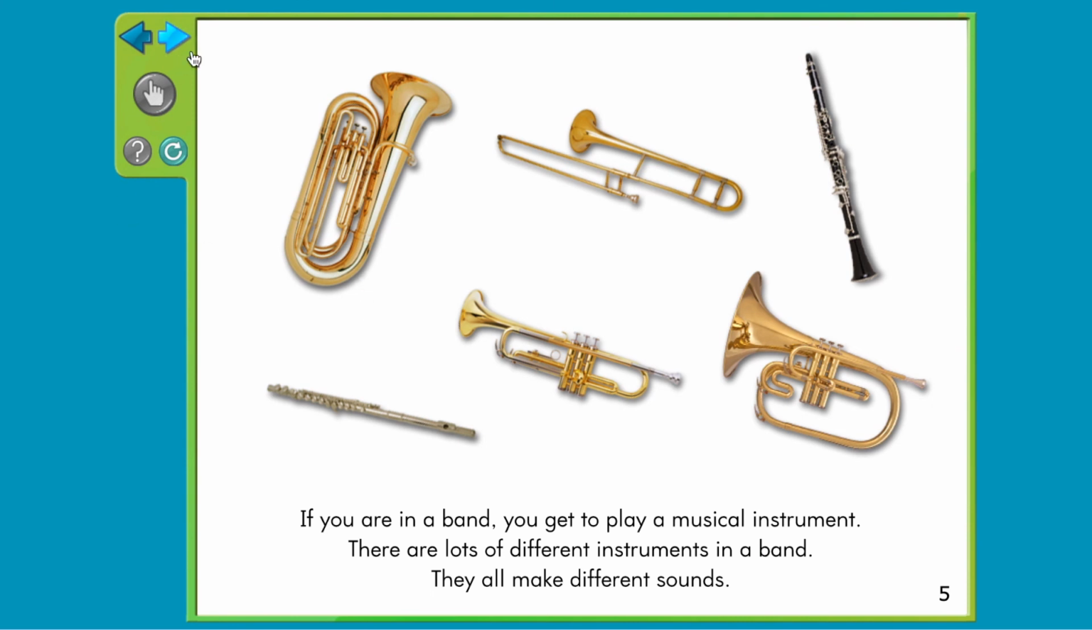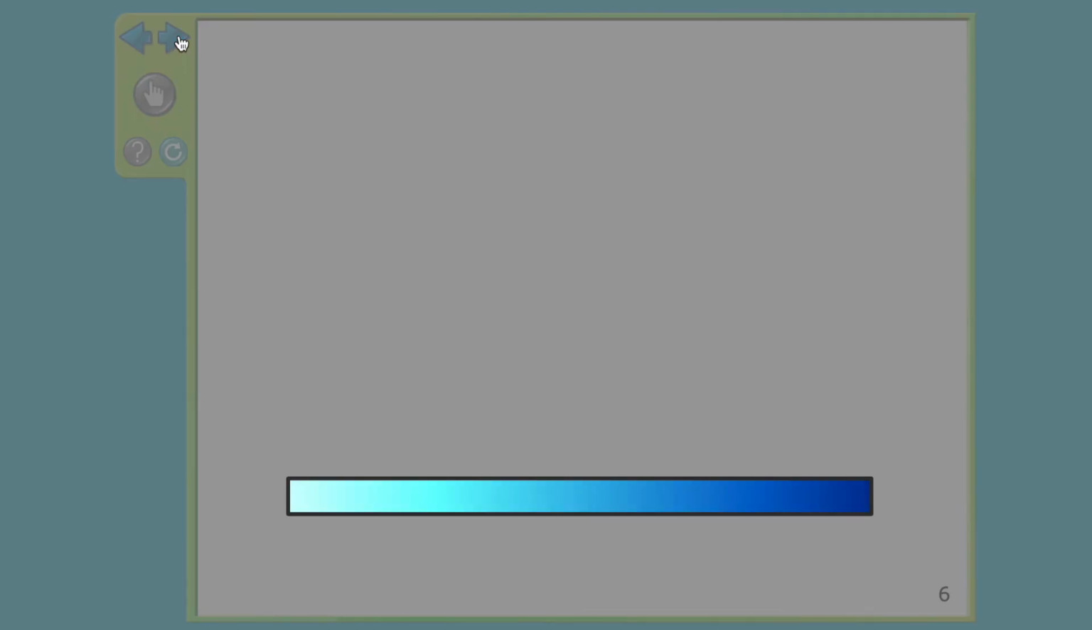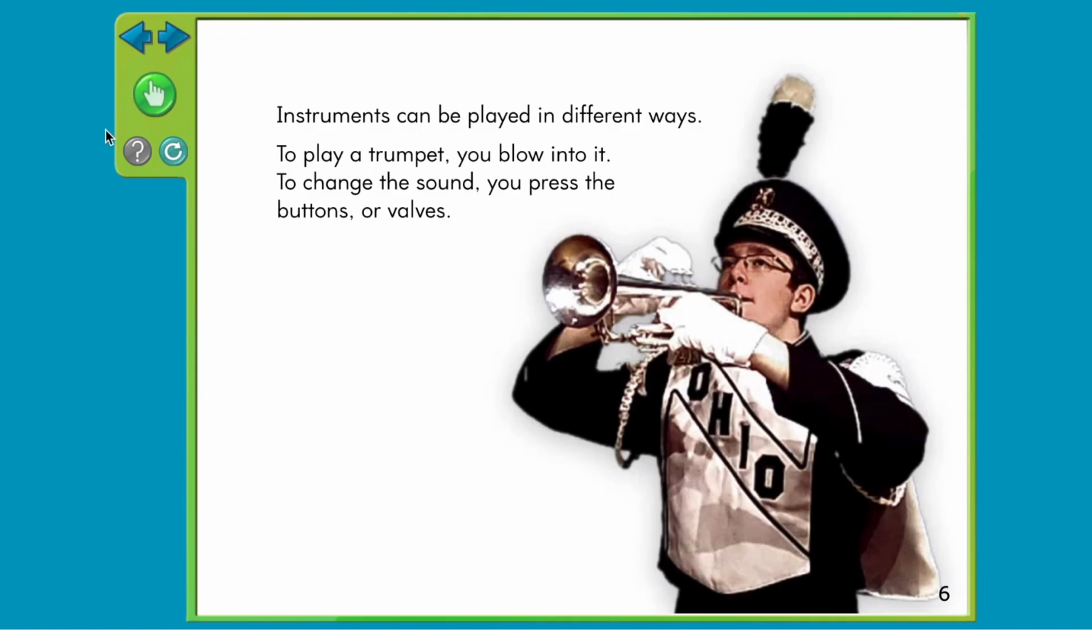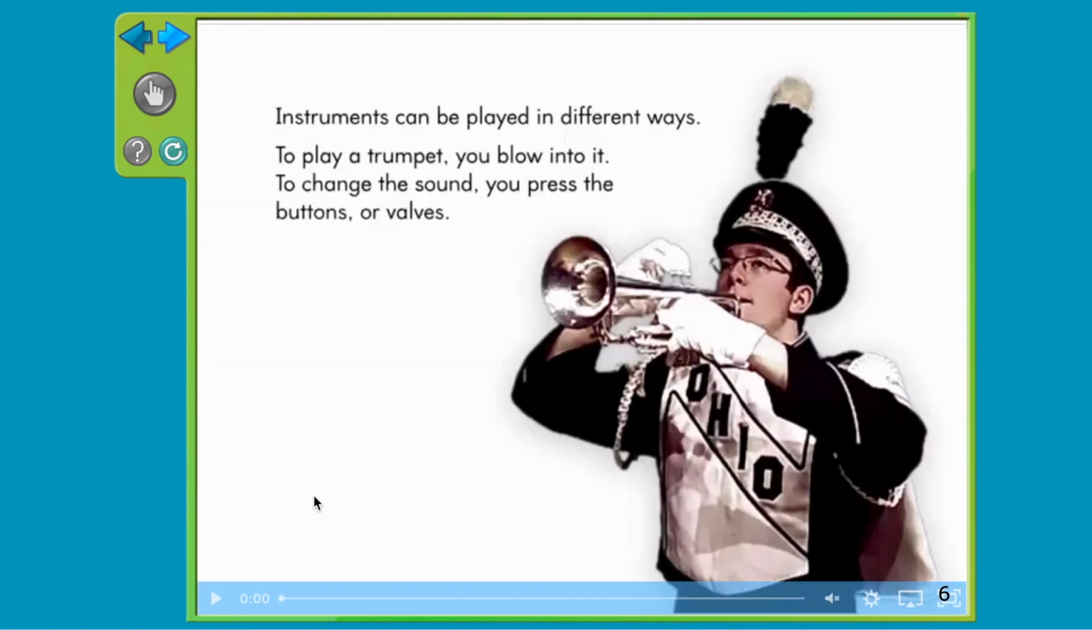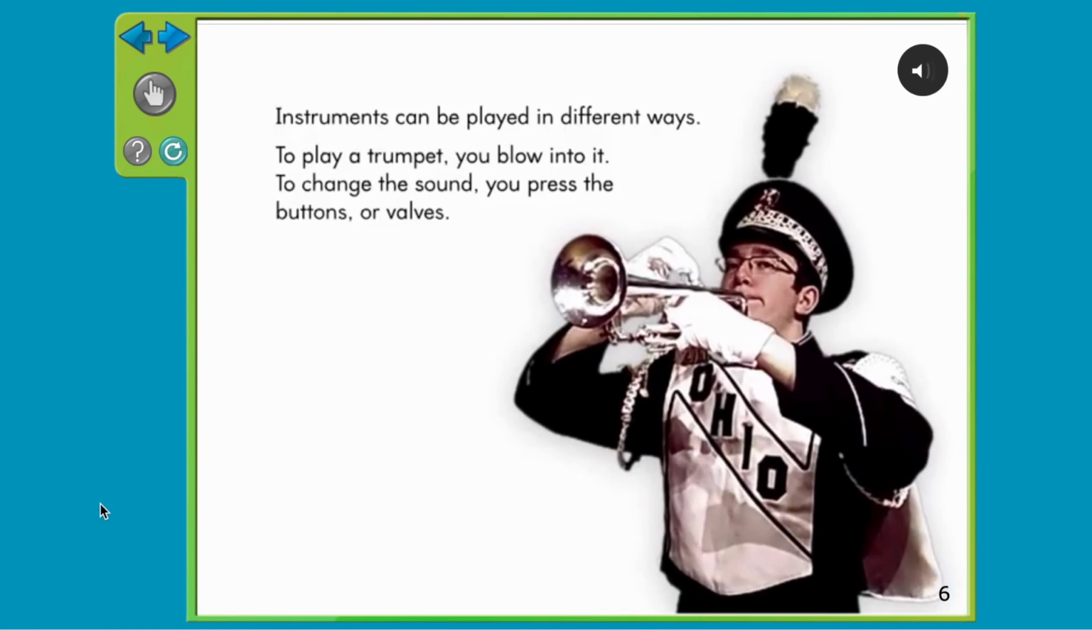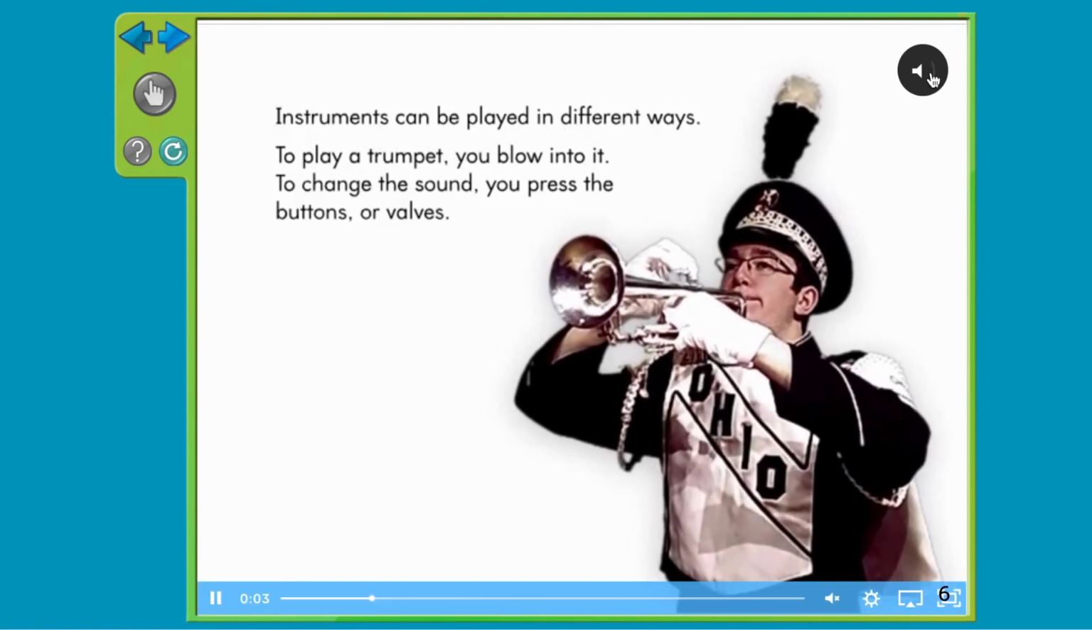So which one did you like best? There were lots of different sounds. Some of them were high, some of them were low-pitched, some of them sounded louder, some of them sounded softer. Instruments can be played in different ways. To play a trumpet, you blow into it. To change the sound, you press the buttons or valves. Now let's listen to a trumpet being played.